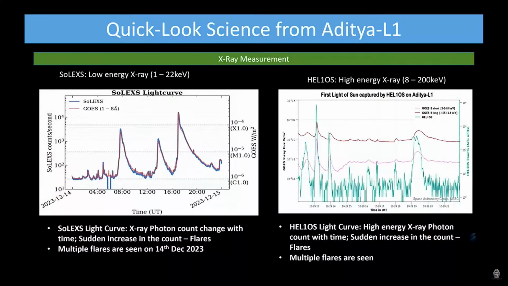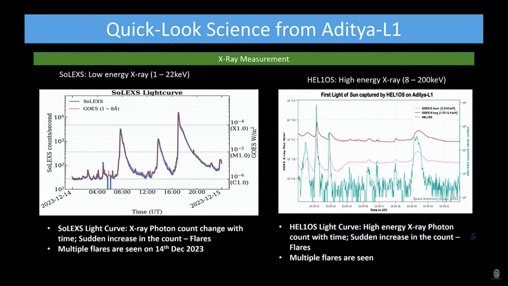And I don't want to explain how it has been inserted in the halo orbit at Aditya L1. I think it's already been published sufficiently, so I will quickly go to some of the observations in the X-ray measurements that have happened from both SOLEXS as well as HEL1OS. It shows that the X-ray photon count changed with time.